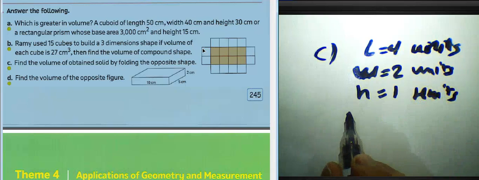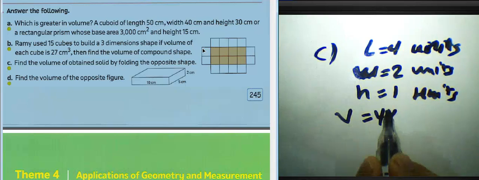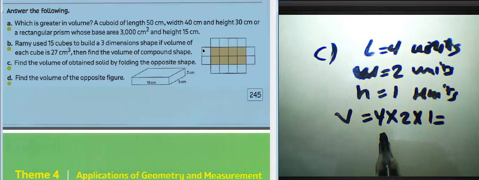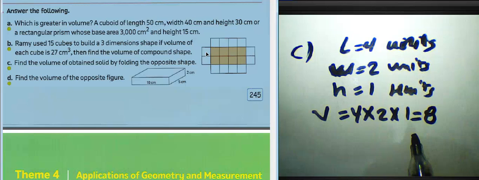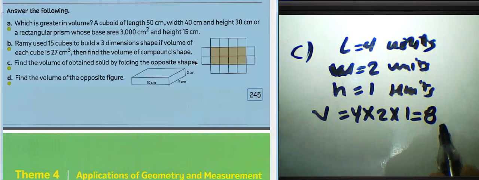Okay, so the volume will be 4 multiplied by 2 multiplied by 1. Again 4, 2 and 1, length and width and height. So the volume will be 8 cubic centimeter, or cubic units. Understood? The volume of the solid in the opposite shape will be 8 cubic units.